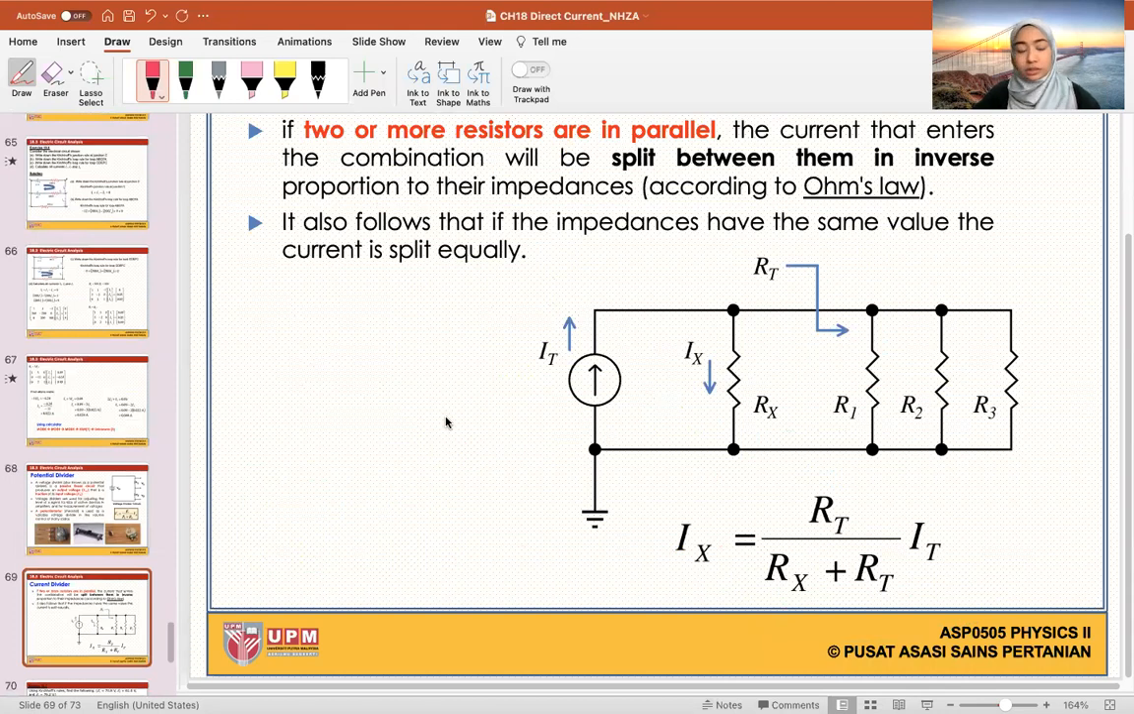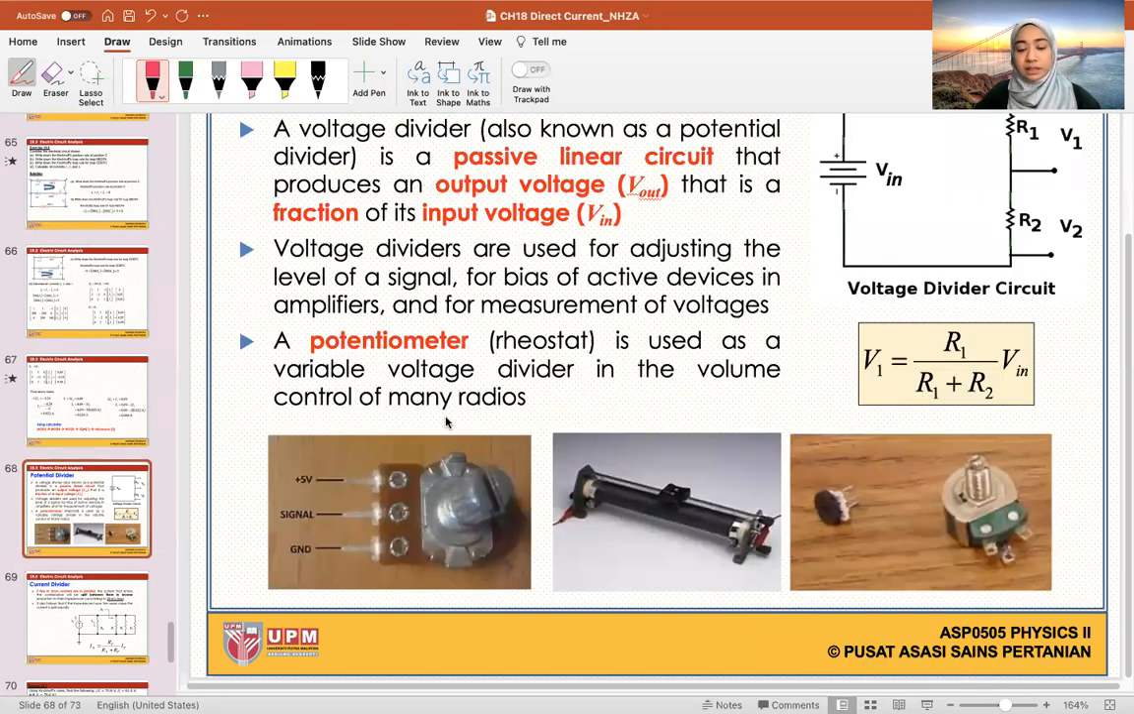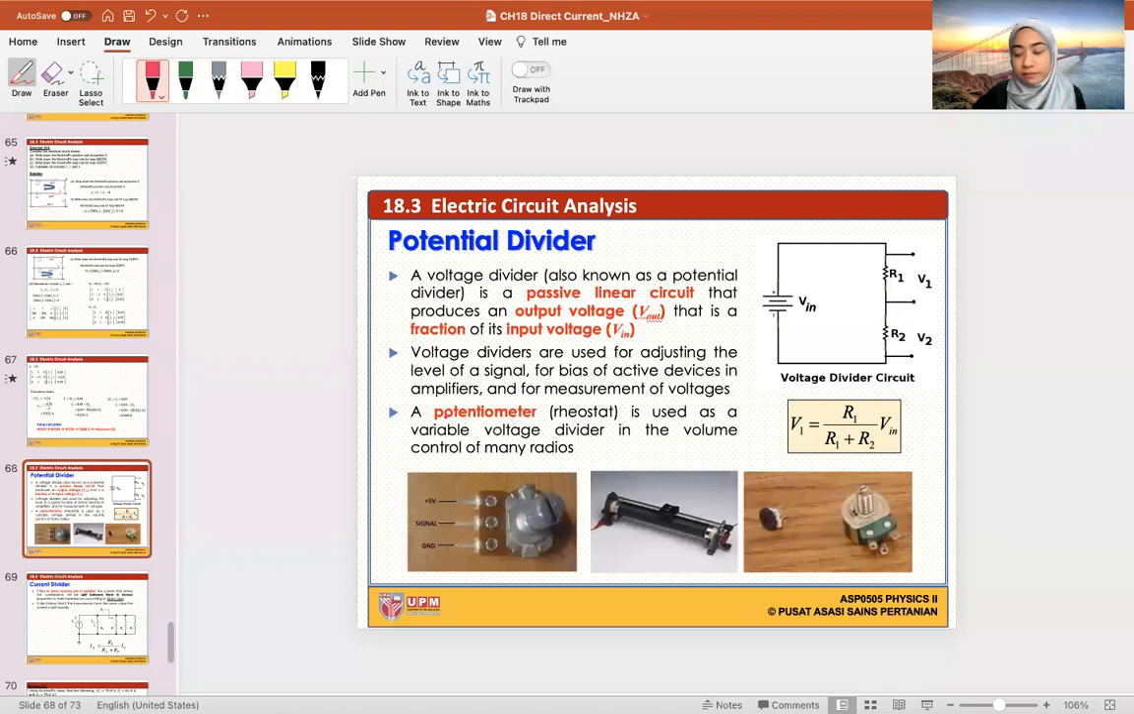Oh, we talked about the divider, potential divider, and also about current divider. So potential divider is really simple in the sense that it's just a ratio. If you want to know what is the voltage over here, you need to know what the resistance is. So let's say you want to find out what is V1 at resistor 1. So basically you are saying, okay, V1 over V total equals to R1 over R total.